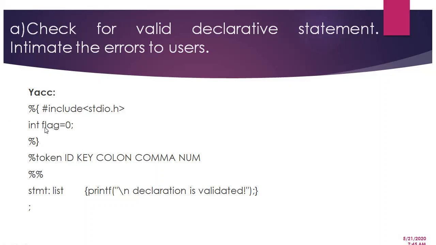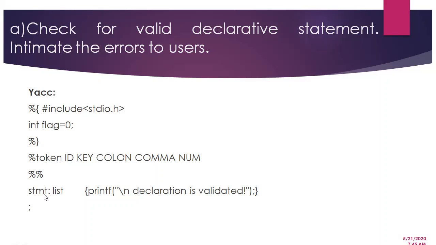Yacc contains the definition section which has the header file and the flag value, that is the variable defined. The tokens you are going to use here are 5 tokens: ID, key, colon, comma, num. These are the tokens which you are going to pass from your Lex to Yacc.